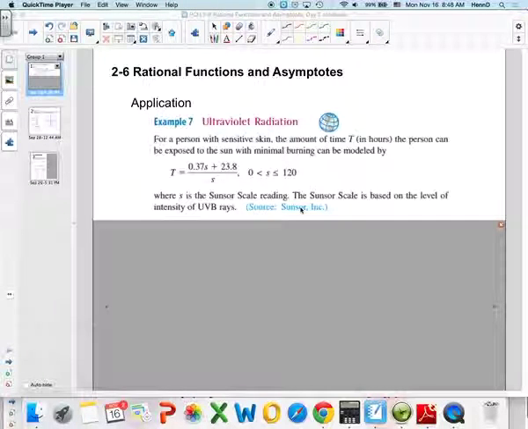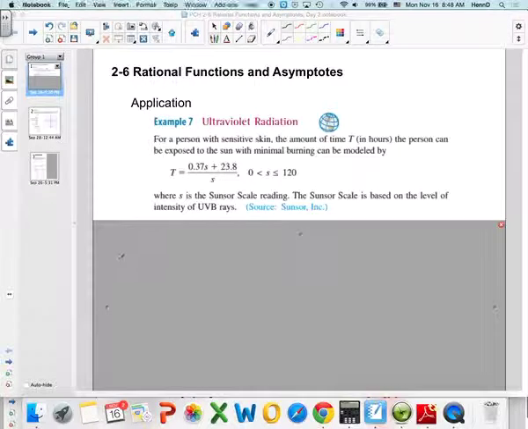Now, we also defined here what s is. S is the Sun-Sohr scale reading. The Sun-Sohr scale is based on the level of intensity of UVB rays. So this is a scientific rating of how intense the sunshine is in a particular day. Obviously, it can't be 0 or else it wouldn't be daylight. Okay? So we wouldn't have any sunlight.